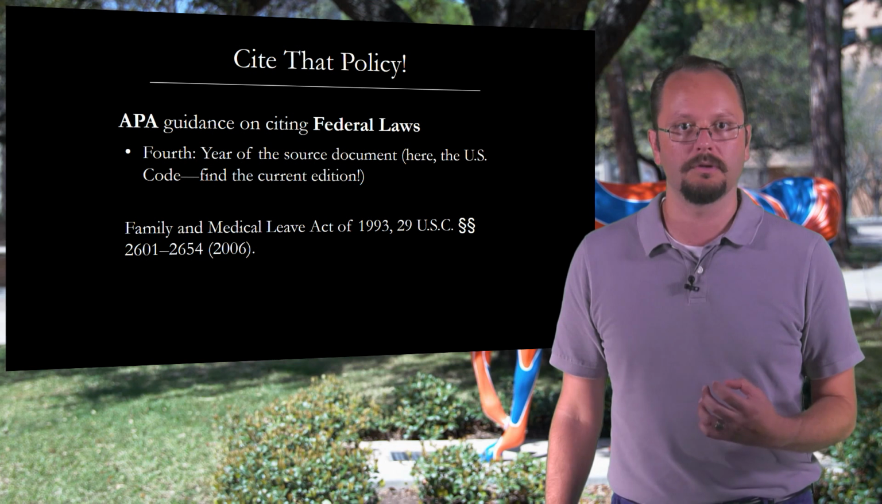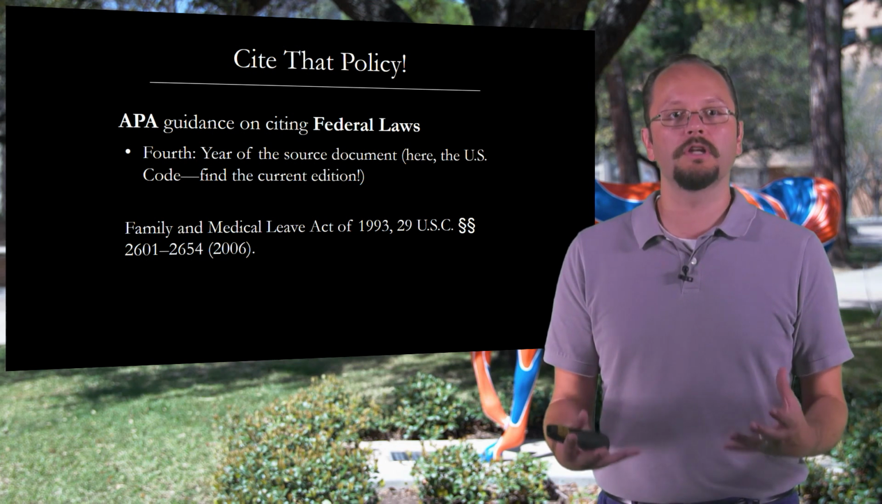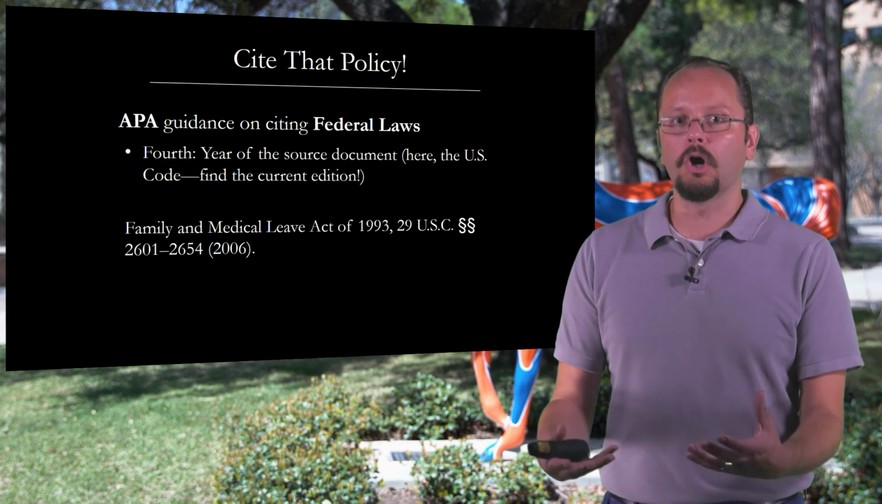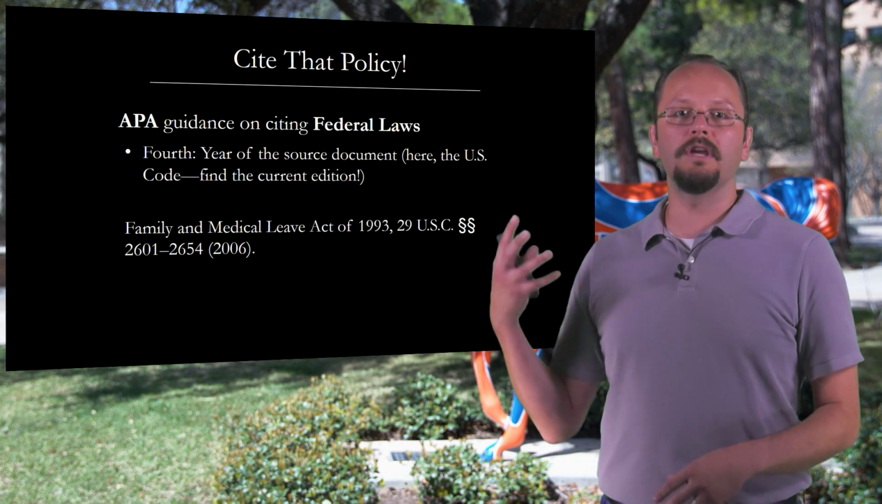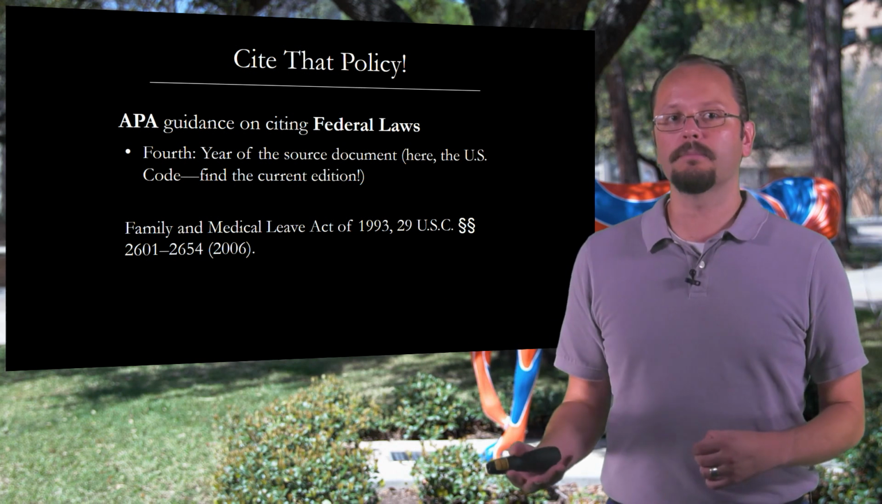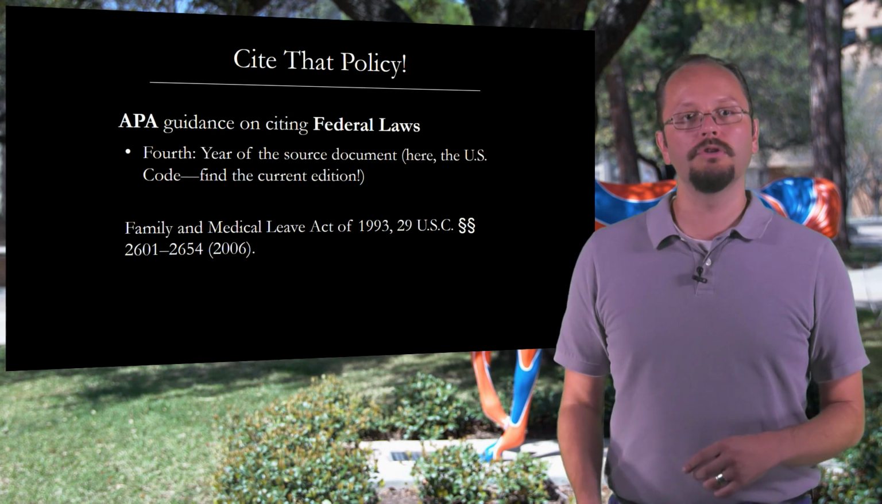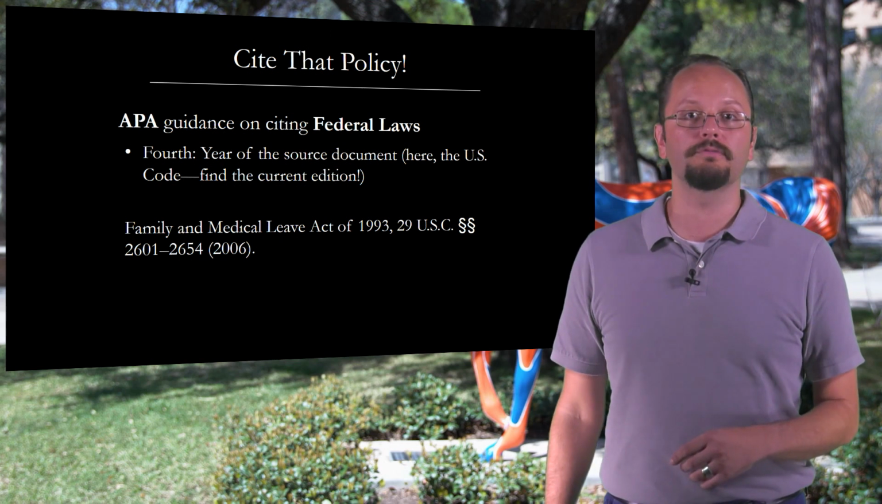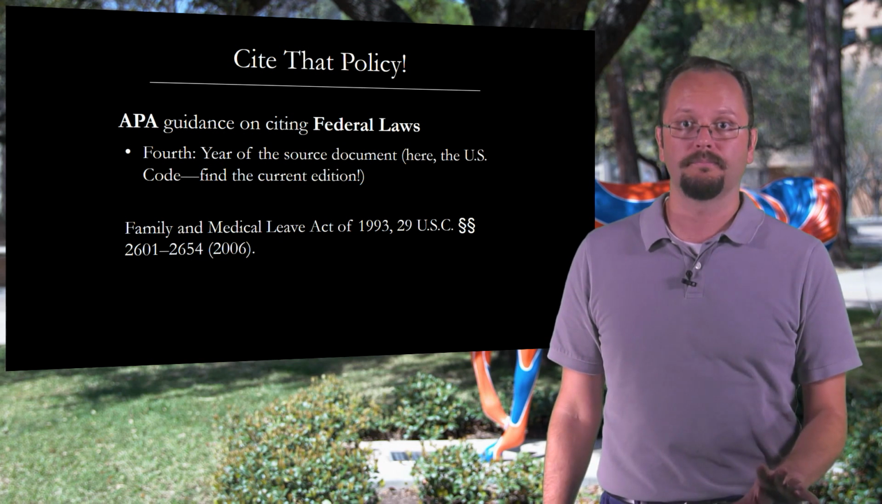Code is. Okay? This is a complete reference entry for a federal law. The name of the law, the title number and the abbreviation for U.S. Code, the section numbers where it's located, and the year of the U.S. Code. That is a complete reference entry for a federal law. You don't need anything else.